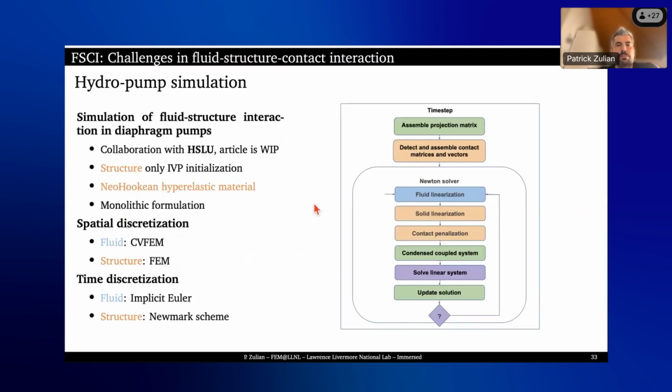So here the idea is a bit different from the other algorithm. We have this control volume finite element for the fluid, and every time step we assemble this coupling operator, the matrix T. We detect and assemble contact matrices and vectors. This is done only once per time step, but the time steps are not so large, so we can still keep it accurate enough. Then we linearize the fluid and solid, and we penalize the contact inside a Newton method. We condense the system, we solve the linear system with some algebraic multigrid, and then we have the solution.